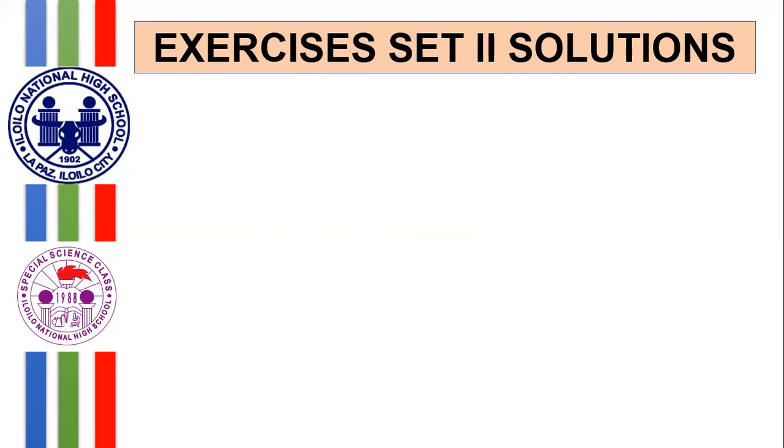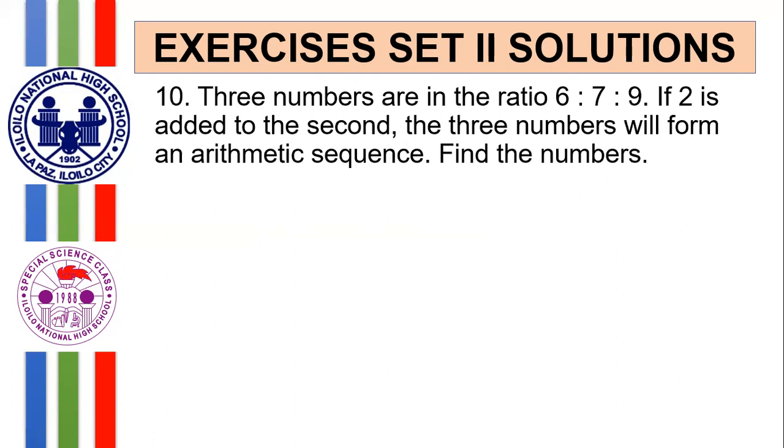Number 10. Three numbers are in the ratio 6:7:9. If 2 is added to the second number, this means to say that the other numbers are untouched. The three numbers will form an arithmetic sequence. Find the numbers. So when I say find the numbers, find the original numbers that are in the ratio 6:7:9. Okay?